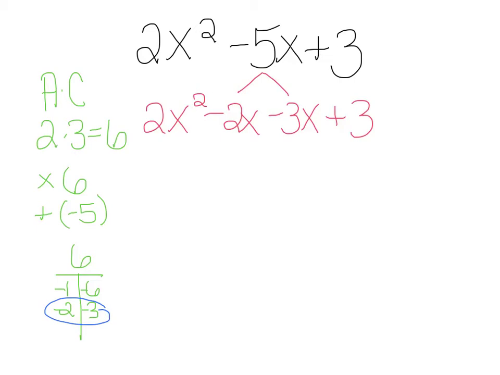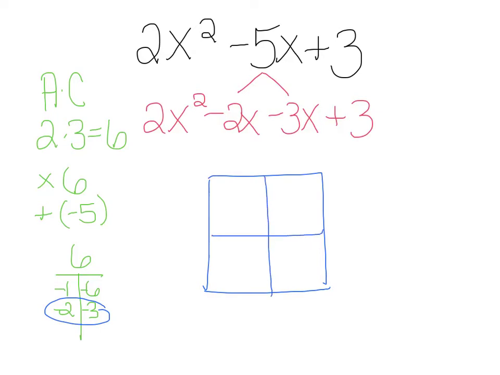I'll use the box method to help me. Remember that when we have a trinomial, or in this case, we've got 4 terms, a polynomial, that gives us the area. When we factor it out, that's going to give us the dimensions, the sides. So if I have my box, I'm going to fill in my box with my polynomial. So I've got 2x squared, I've got negative 2x, I've got negative 3x, and I've got positive 3. What I'm going to look for now are the common factors of each row and each column.